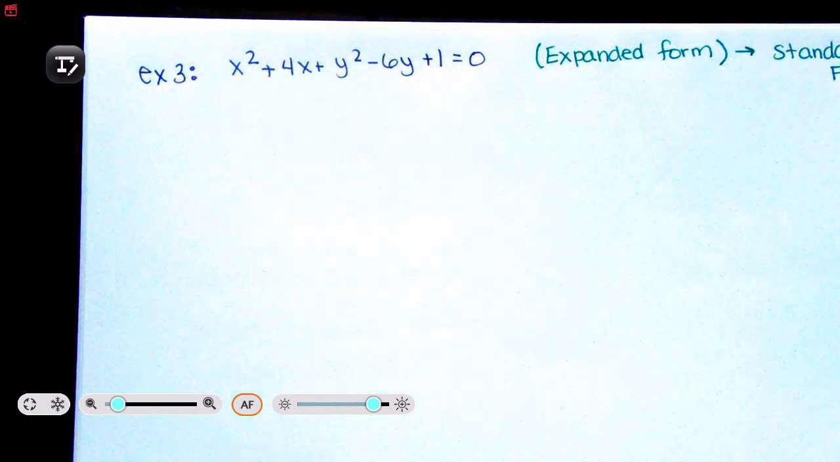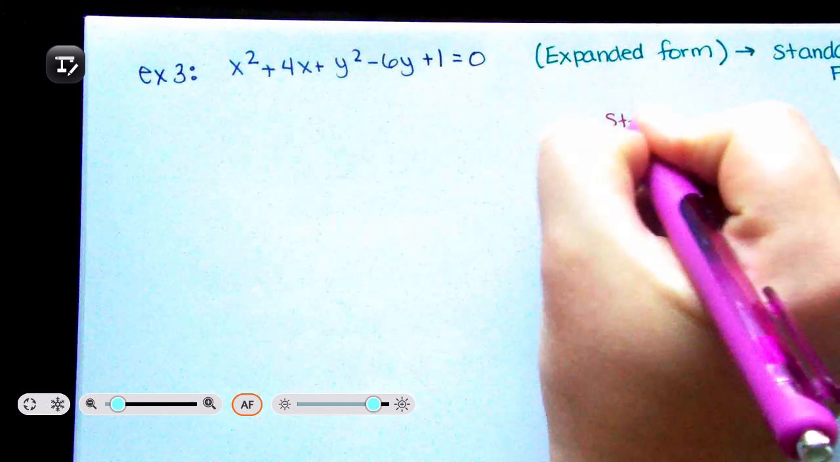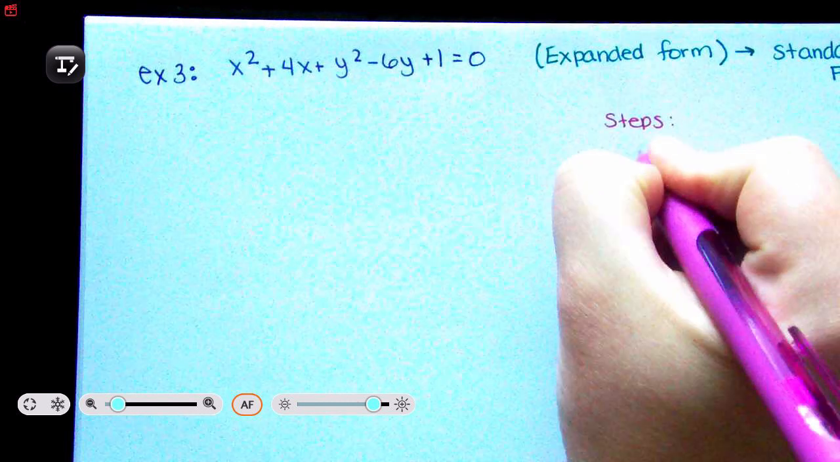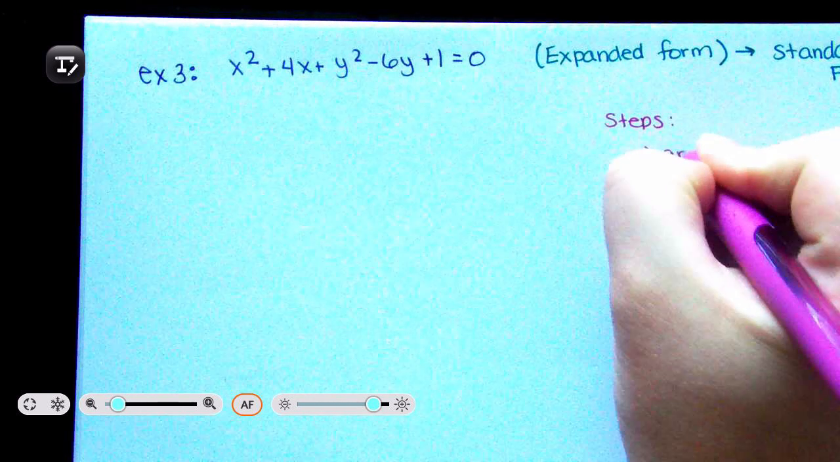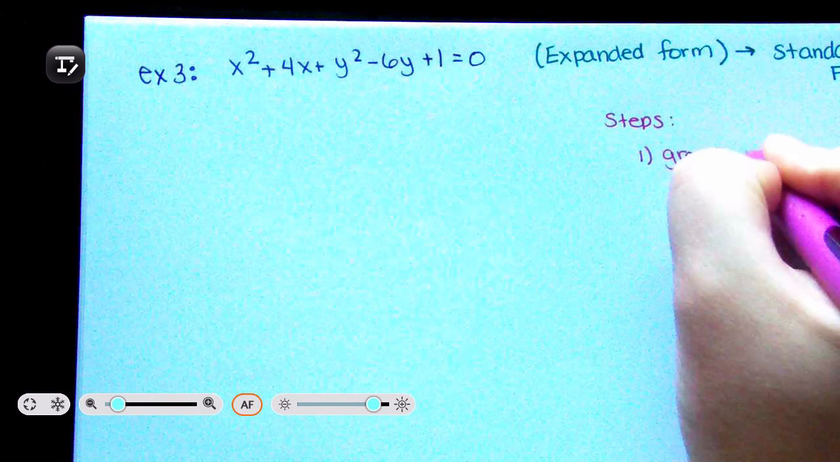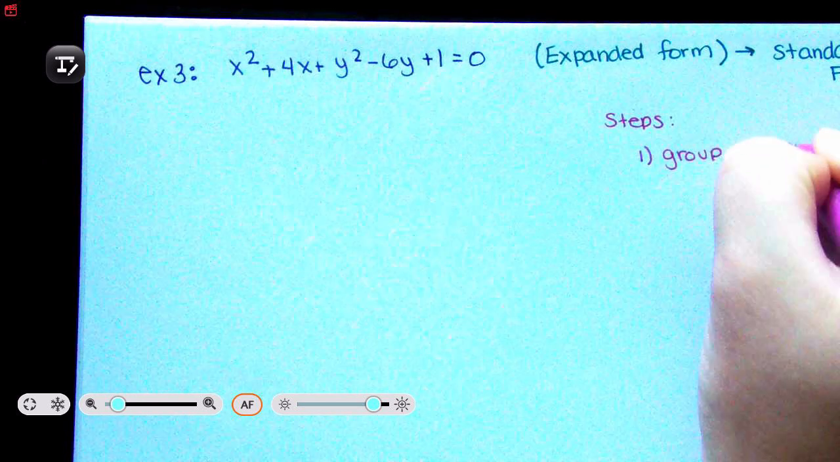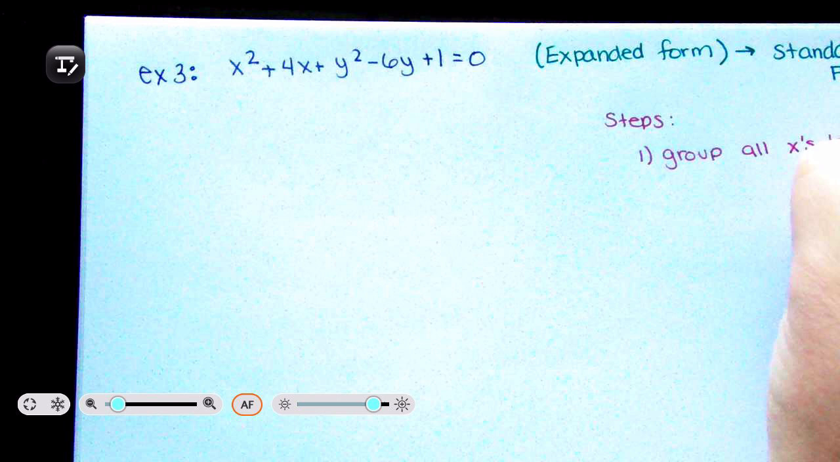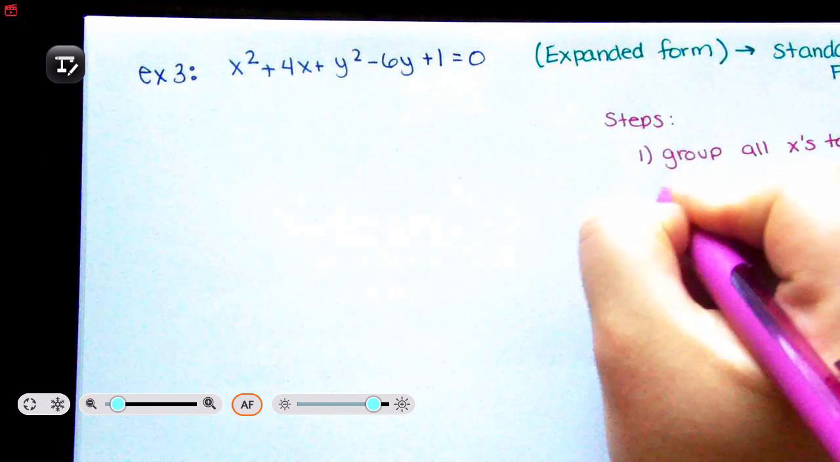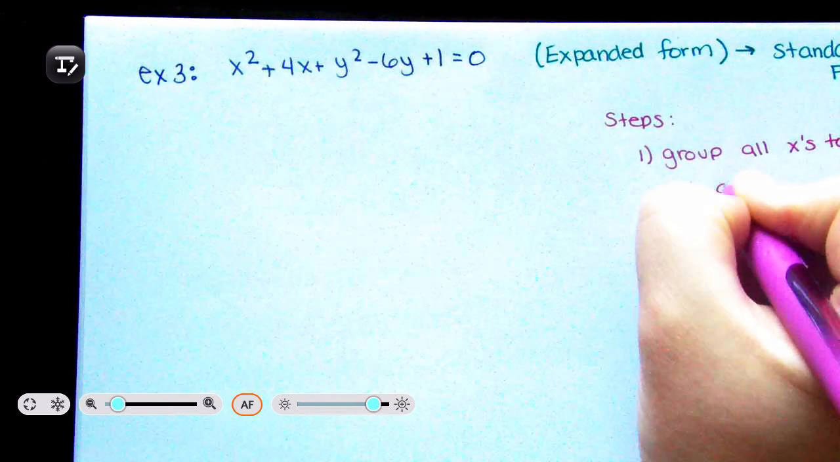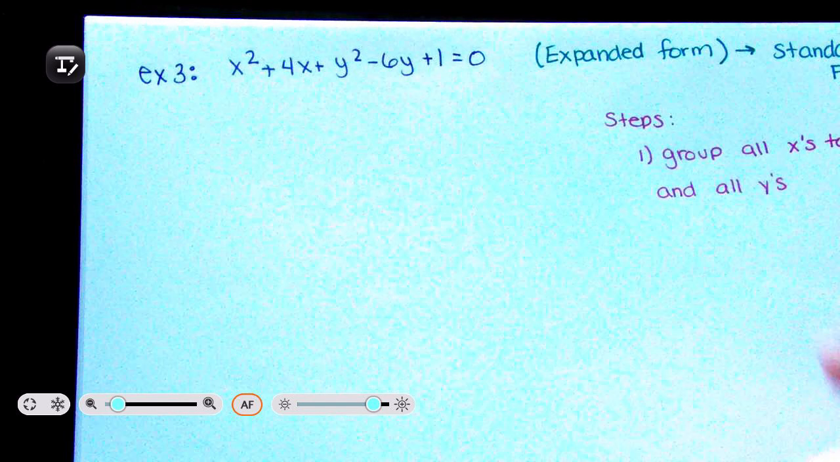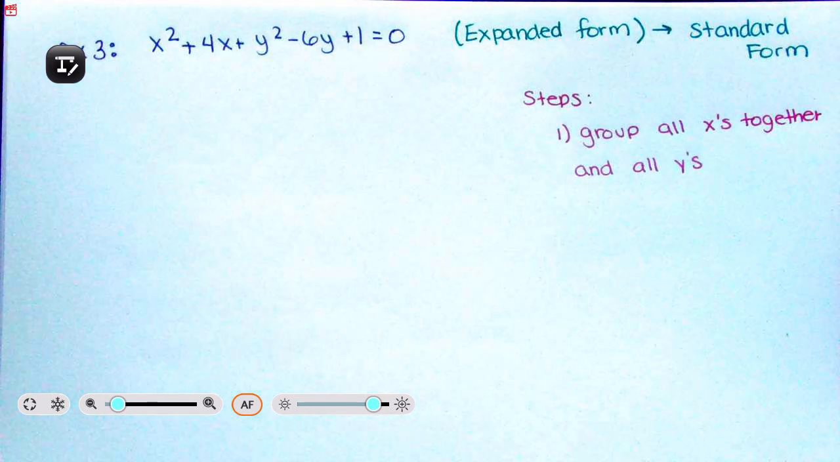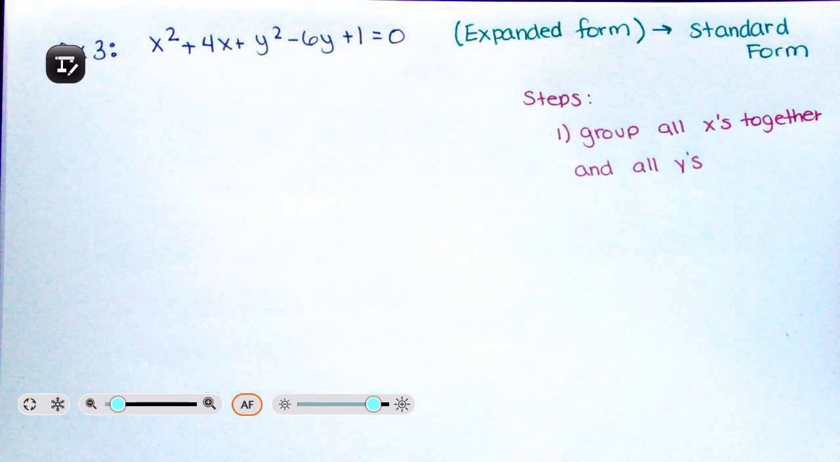So how do we do it? Step number 1 is you want to group all x's together and then all y's. So combine like terms. You don't have to move them over to any side. You just have to group them together.